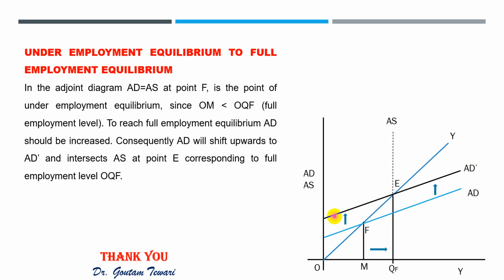So when there is an increase in aggregate demand, the aggregate demand curve will shift upwards to AD prime. This AD curve intersects the income line at point E corresponding to the full employment level, and that results in an increase in output from OM to OQF. So the equilibrium occurs at OQF, and OQF is the full employment level. Therefore, by raising its aggregate demand, the economy can reach the full employment equilibrium.